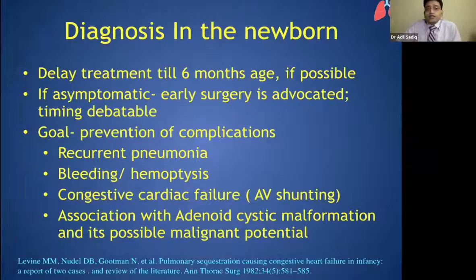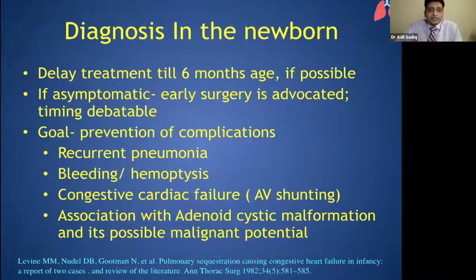Now, when the diagnosis is made in the newborn, obviously we try to delay the surgery because the children will tolerate the anesthesia better, and postoperative morbidity is much lower when the child is around 6 months of age. If asymptomatic, however, there are two advocates: one is early surgery, where the timing is debatable, the other is serial follow-up. Whatever it is, the goal of surgery is to prevent the possible complications associated with the sequestration, most commonly recurrent infection or pneumonia. Sometimes you can have hemoptysis or bleeding, cardiac failure if there is an AV malformation with AV shunting, and of course, a small but real association with adenoid cystic malformation, which itself has a true malignant potential.